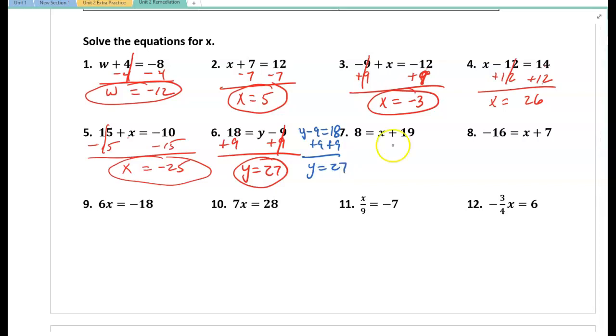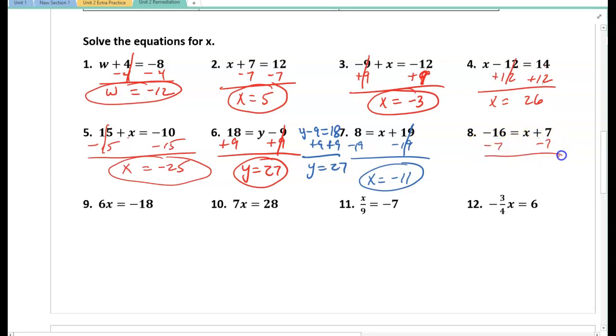Okay, number 7. X plus 19 equals 8. How do I get rid of the 19? Since it's plus 19, or positive 19, I'm going to subtract it. What I do to one side, I do to the other. Now, I like my final answer to be x equals. Those eliminate, so x equals 8 minus 19, which gives me negative 11. Then, number 8. Since it's plus 7, or positive 7, I'm going to subtract, bring down the x, those eliminate, and x equals negative 16 minus 7, which is negative 23.